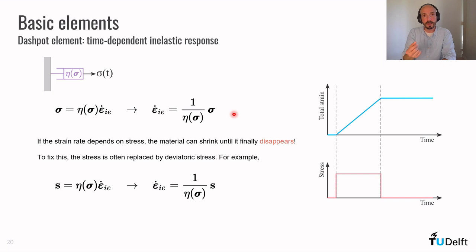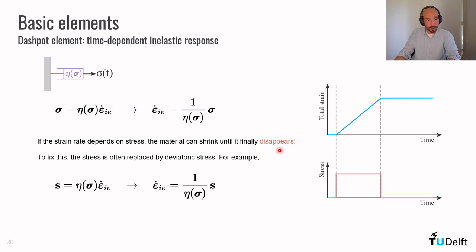But we know that materials don't just disappear. It doesn't make sense for the material to disappear, so this is not correct. What we observe in practice is that this dashpot is only triggered when we apply deviatoric stress, a stress that only changes the shape. If we apply a shear stress to an element, the element will deform at a constant speed, and so on, but the volume will not change. So there is no risk of disappearing.